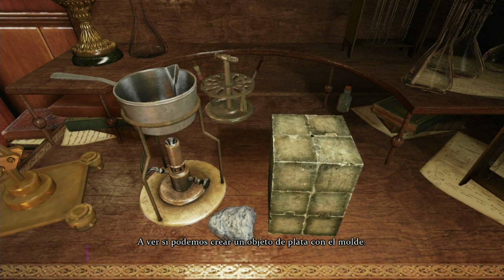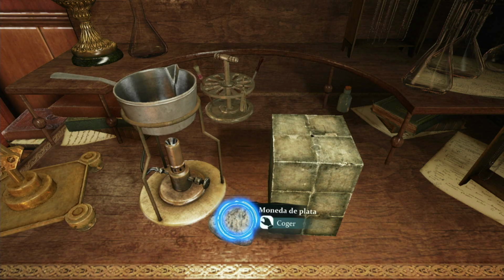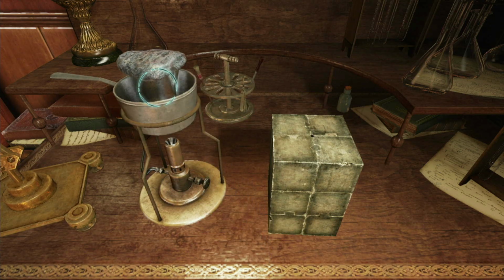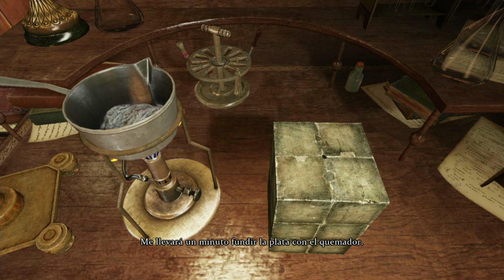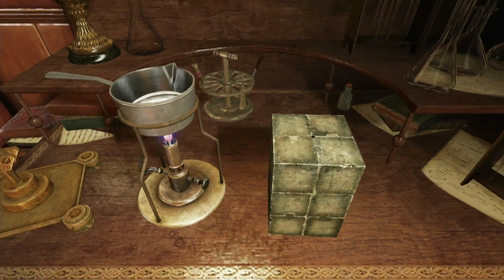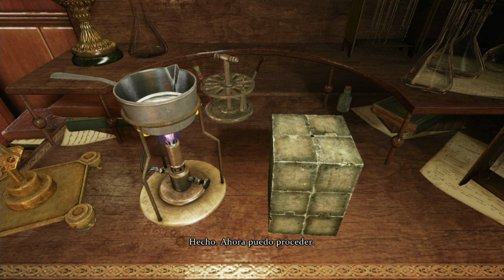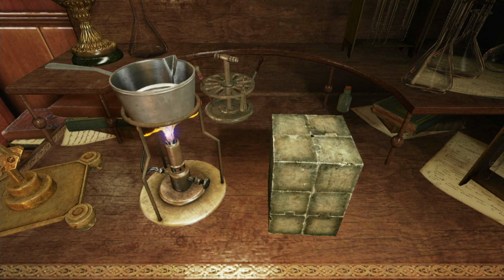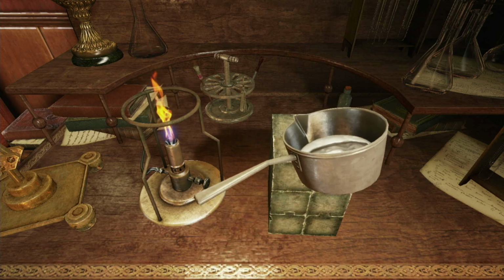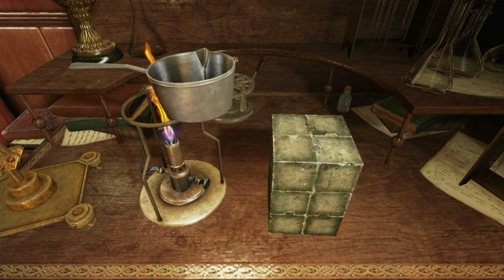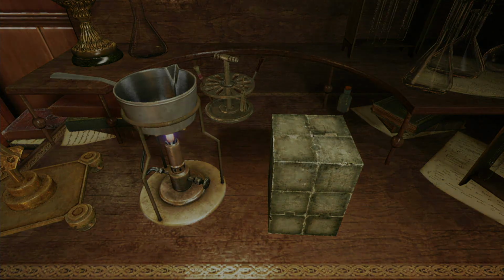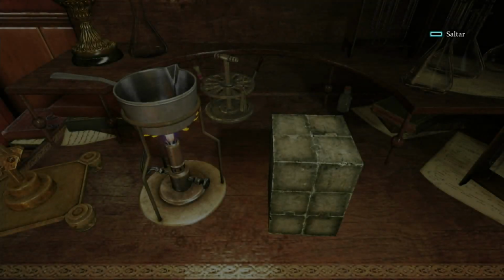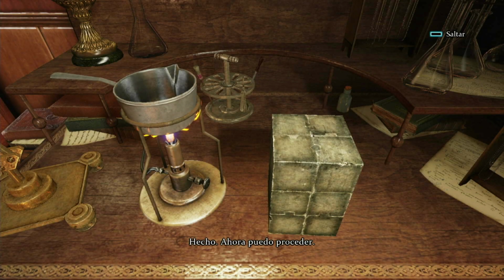Let us try to create an object from silver by using the mold. It will take a minute to melt the silver with my gas burner. Done. Now I can proceed further. The mold is hot. I should wait for it to cool down. Done. Now I can proceed further.